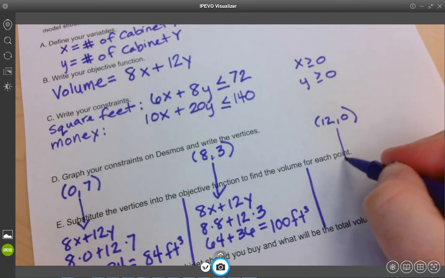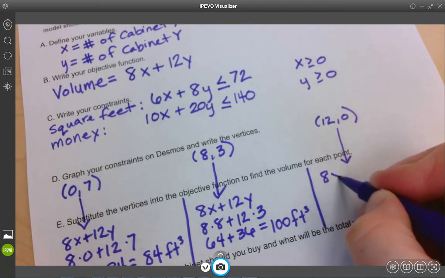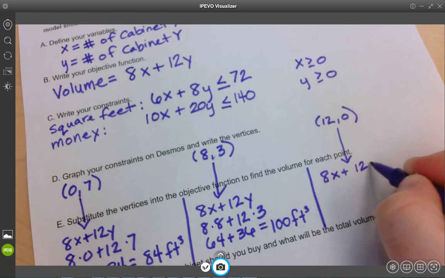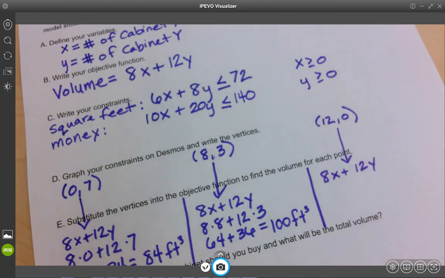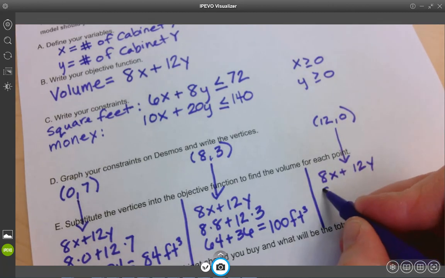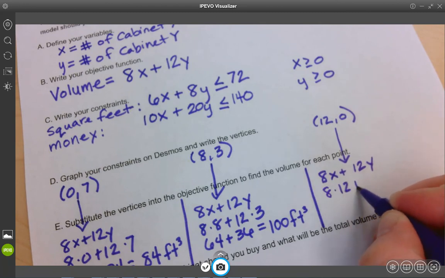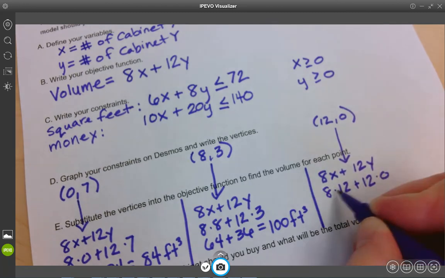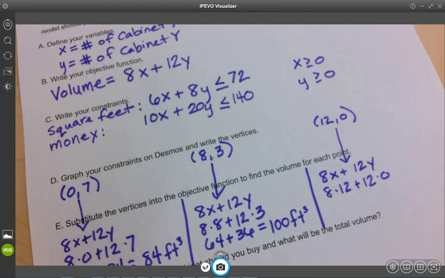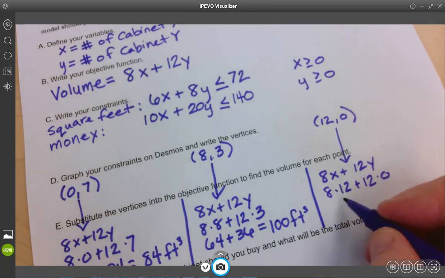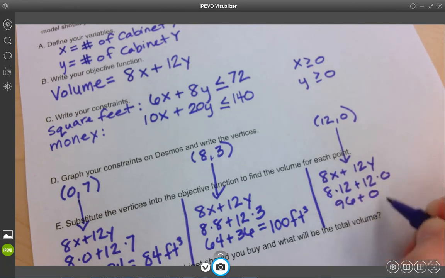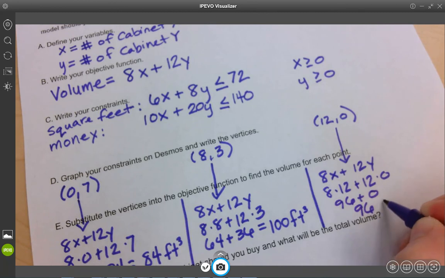All right, got one more though. So I'm going to substitute in 12, 0. Notice I skipped over the 0, 0 vertex. It's not wrong to do that if you want to do the 0, 0, but you don't have to. All right, so this one was close, but it was not the biggest.